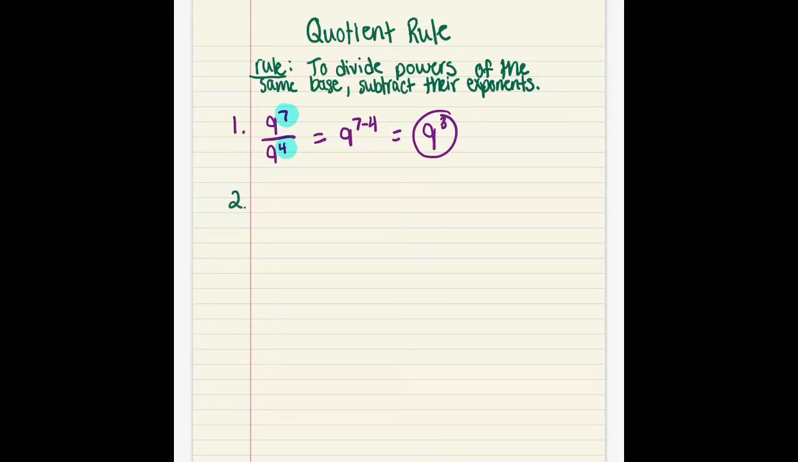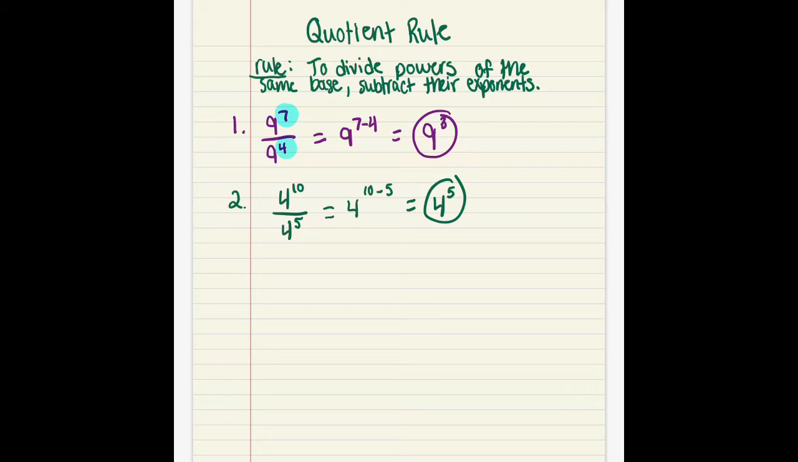Our second example, we're just going to stick with one base again, so we are going to do 4 to the 10th over 4 to the 5th power. Once again, these have like bases, they're both 4, so we're going to combine those two base 4s into one base 4, and then subtract the exponents. The top exponent, which is 10, minus the bottom exponent, which is 5, and our final answer is 4 to the 5th power, because 10 minus 5 is 5.